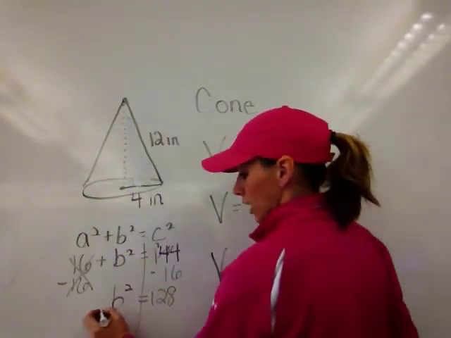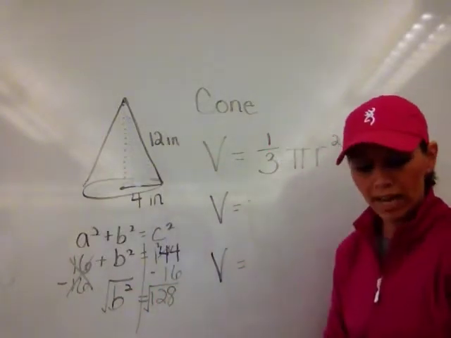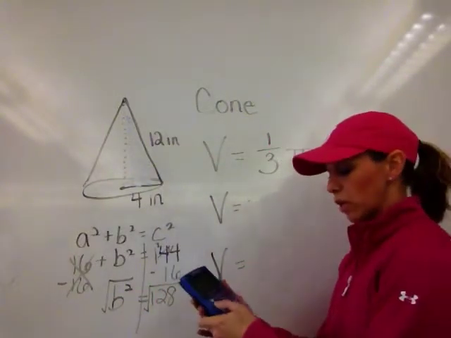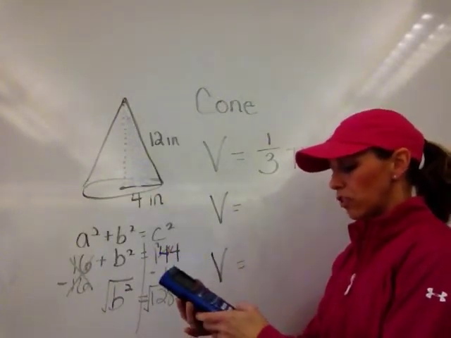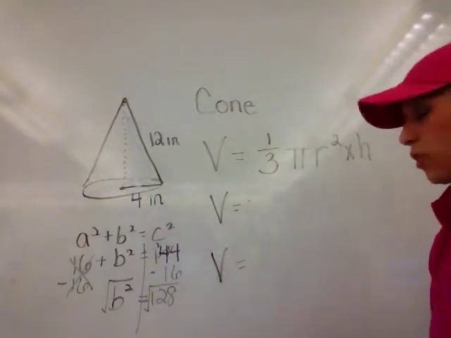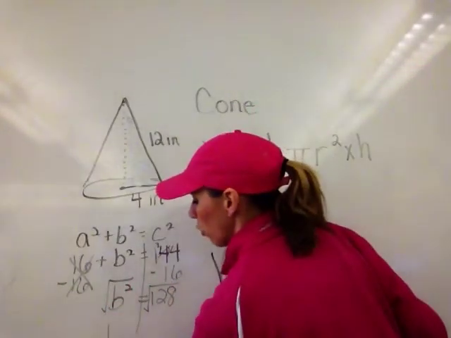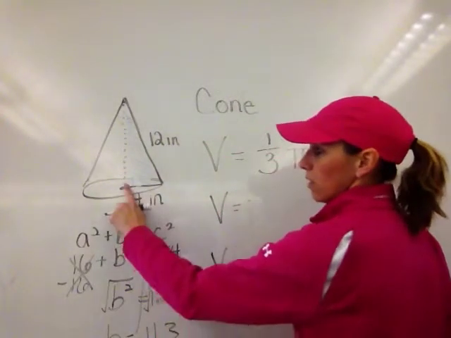And then in my calculator, I definitely am going to find the square root of 128. Now, if you've forgotten how to find the square root, you're going to hit the second button, then x squared, punch in your 128, and enter, and you'll get 11.3. So b, or the height, is equal to 11.3.